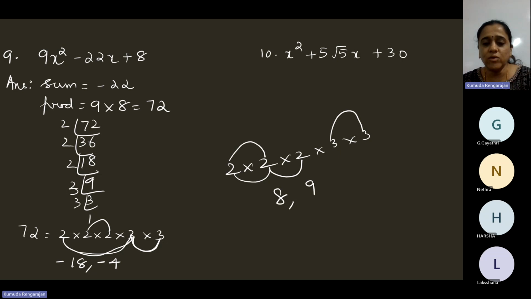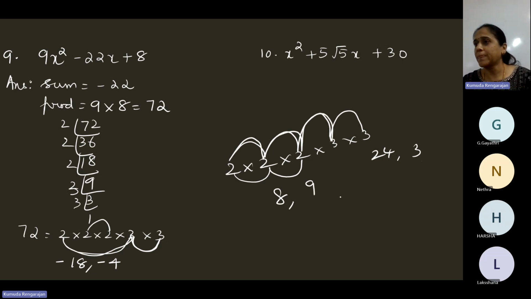So then 2 4s are 8, 8 3s are 24. So 24 and 3. You understand? 24 into 3 is 72. The product we'll get. But what about the sum? 24 and 3, when you add, you get 27. When you subtract, you get 21, not 22. No. So like this, you should work different combinations, and you should identify the two numbers.